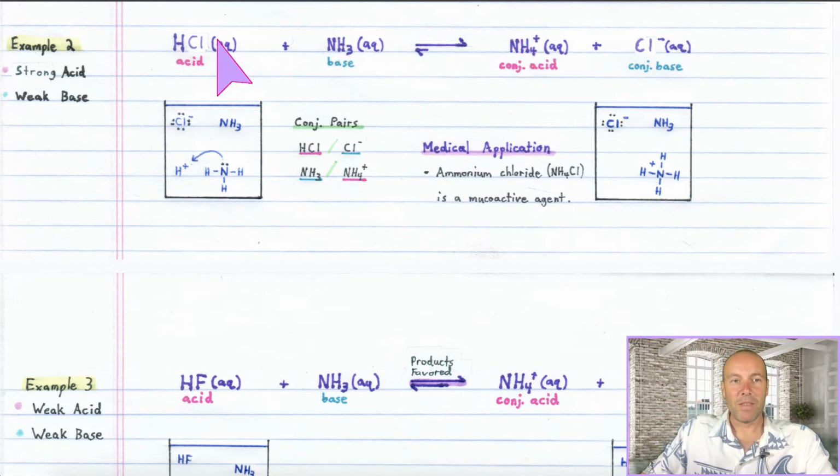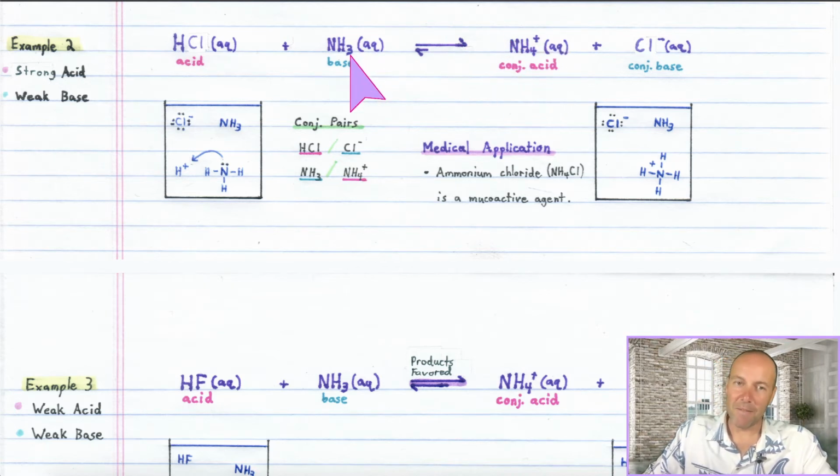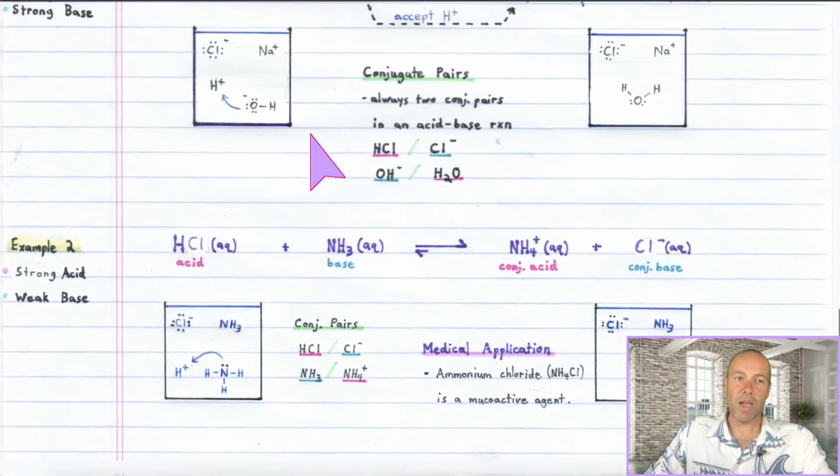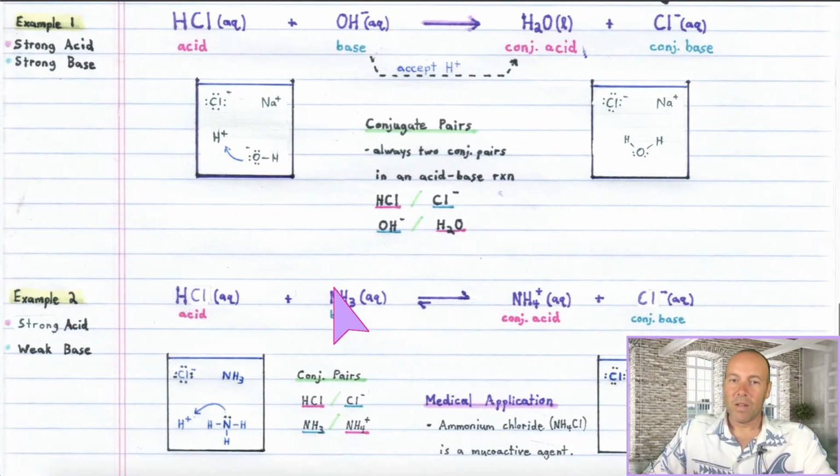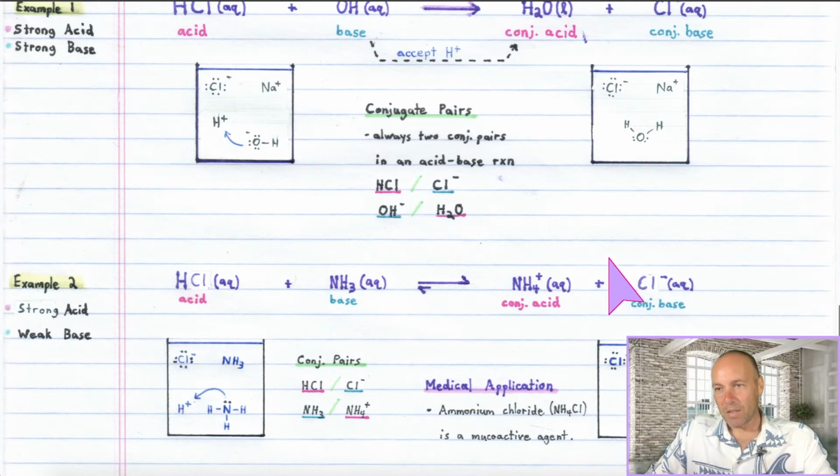Now again, you have two conjugate pairs in an acid-base reaction. After the ammonia accepts the proton to form NH4 plus, this is the conjugate acid of that base. If you give a proton to this, it becomes that. So this is the acid form and that's the base form. Then HCl and Cl minus are another conjugate pair. If you take a proton away from the acid, you're left with its conjugate base. So two conjugate pairs. Now, unlike the previous reaction, this one does not go to completion.